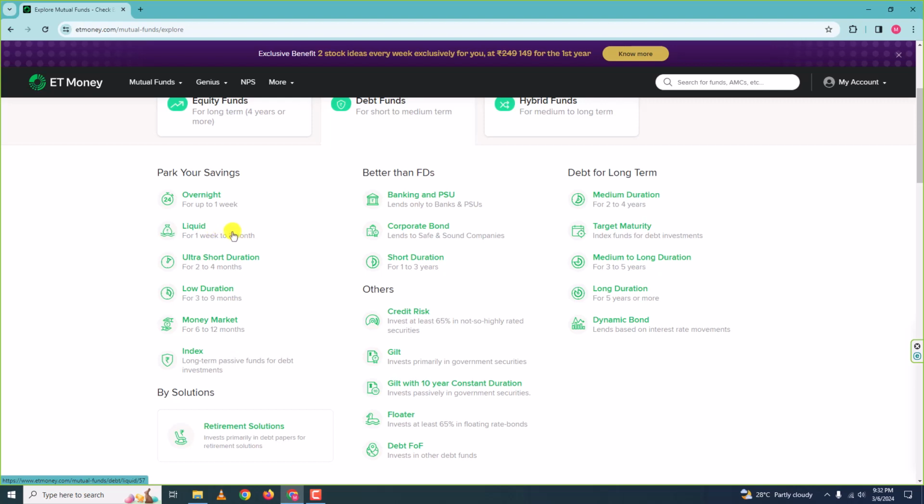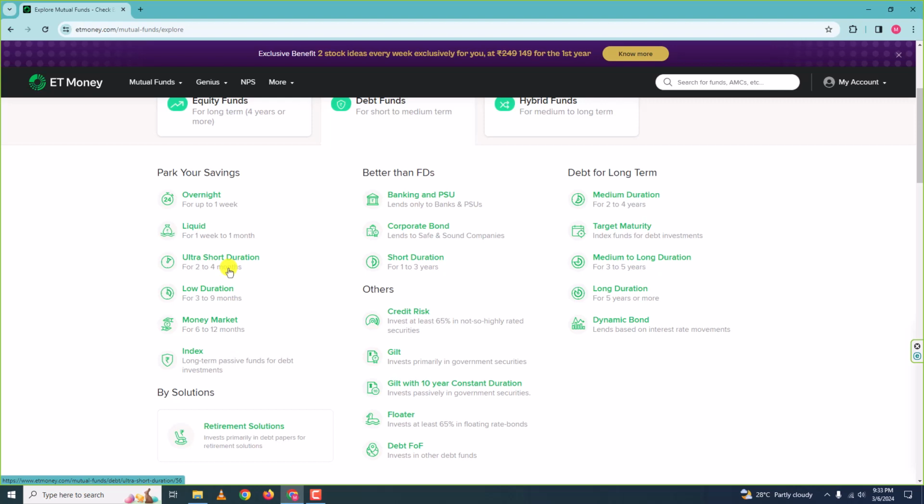This here is a safer way to invest for short duration. Similarly, if you want to invest your money for 2 to 4 months, then this is suitable for you. If you want to invest from 3 to 9 months, go for this. 6 to 12 months, go for this. Medium duration, this. Okay, 2 to 4 years, and so on. So do not worry about what they do. Look at this and select the one that you want and do some research before investing.